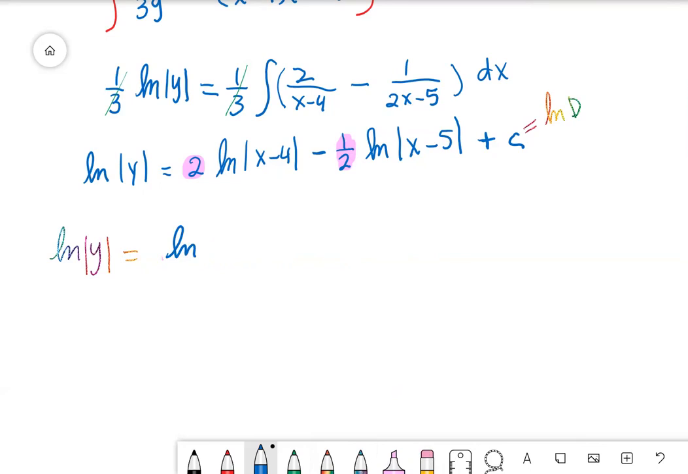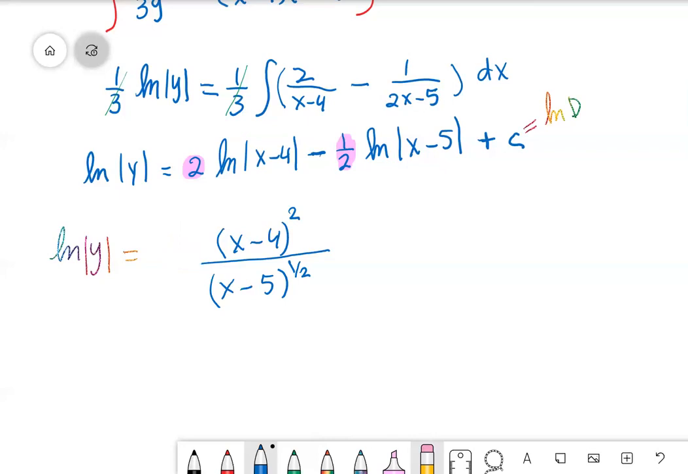Which one? Yeah, the first one here, the 2 ln x minus 4, is going to become ln (x minus 4) to the power 2. And because there is a minus here, that means it's a division, for (x minus 5) to the power half. This ln needs to be in the middle, because it's like ln minus ln.